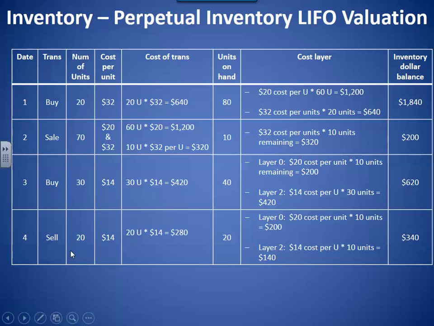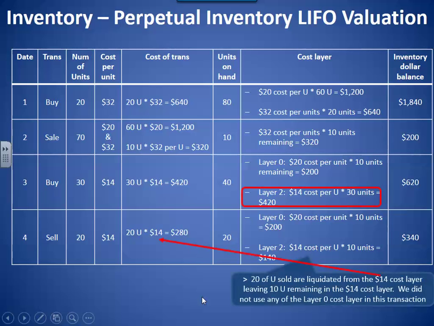Okay, now we're going to go on to date number 4, where we show a sale, and in this case we're selling 20 units. So the question is what is the cost of the transaction? Basically the 20 units that were sold are liquidated from that $14 cost layer, and that's going to still leave 10 units remaining in that layer 2 cost layer. So we didn't use any of layer 0 in the transaction.